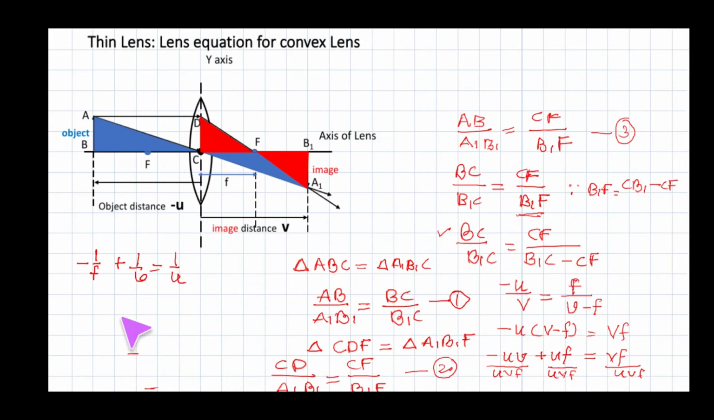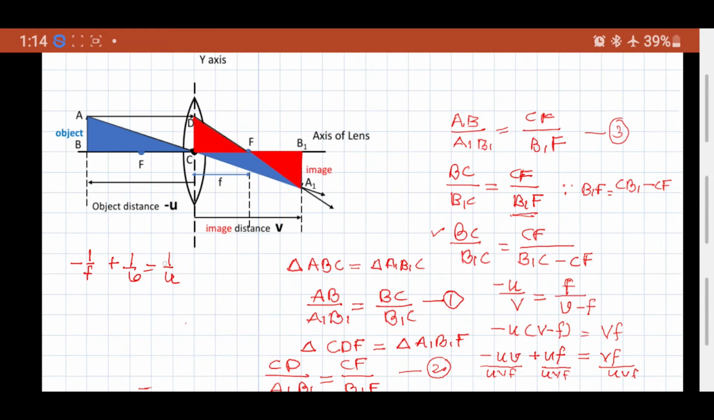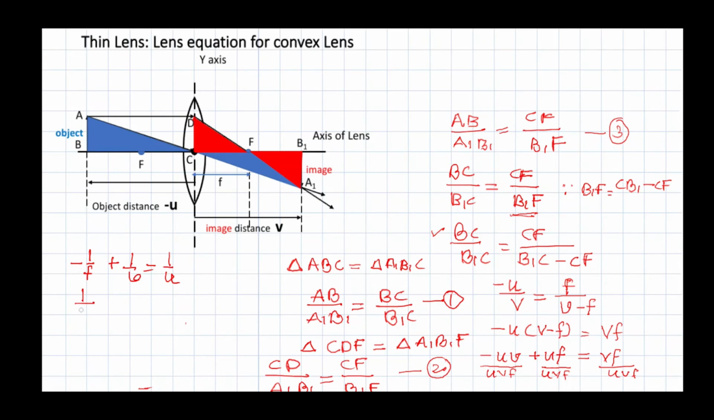So from this we get the relation: 1 upon V minus 1 upon U is equal to 1 upon F. So this is called the lens equation, which gives the relation between image distance, object distance and focal length. So this is the lens equation which we have got.